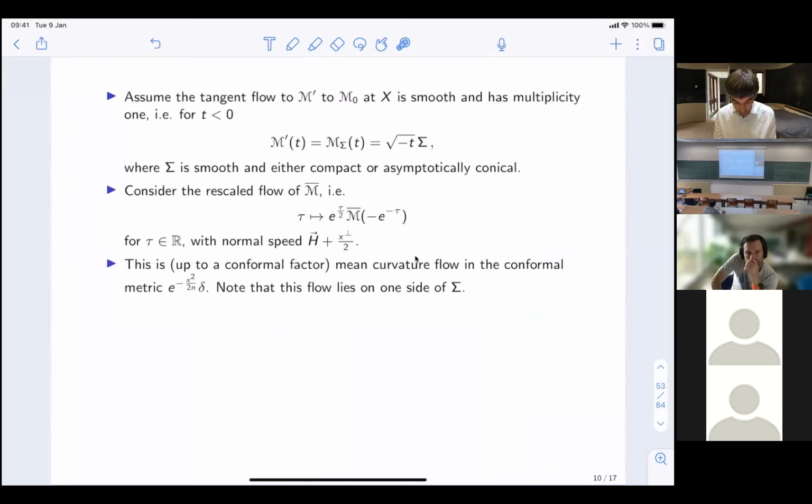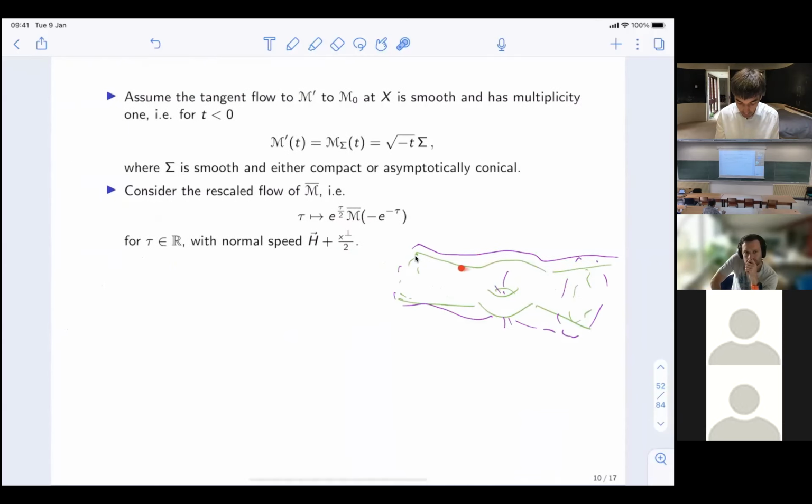Now, the important thing to note is that this flow is, up to a conformal factor, mean curvature flow in this conformal metric, which we had looked at before. And we know that this flow lies on one side of this now fixed self-shrinker. Okay. Now what we want to prove is that as we go for this rescaled flow back to time minus infinity, that flow converges from one side exactly to the same shrinker. So how do we do this?